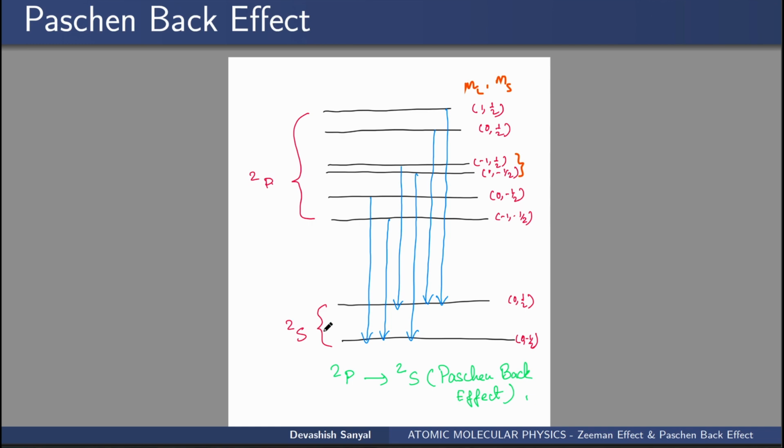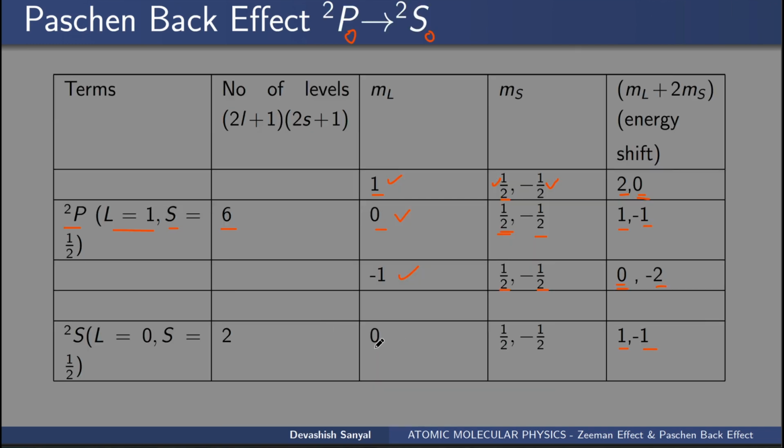Here I have also drawn the 2s. For 2s, L is equal to 0 and the spin quantum number is half. So for L equal to 0 the number of levels is 1, and for spin half there will be 2, so 1 into 2 is 2. ml can take only one value, 0, whereas ms can take the values half or minus half. So corresponding to the two sets, 0 and half and 0 and minus half, we have the values 1 and minus 1 for ml plus twice ms.